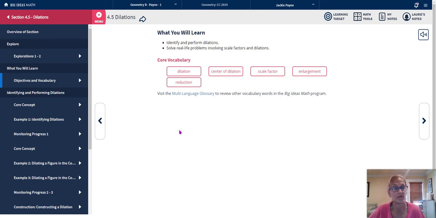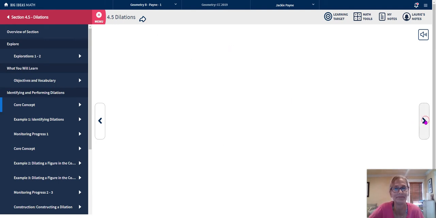As you can see, it's section 4.5. And so some of the vocabulary you may remember from Math 8. It is dilation, center of dilation, scale factor, enlargement or reduction. So in a perfect world, by the end of this video, you'll be able to identify and perform dilations and solve real-life problems involving scale factors and dilations. Let's go.